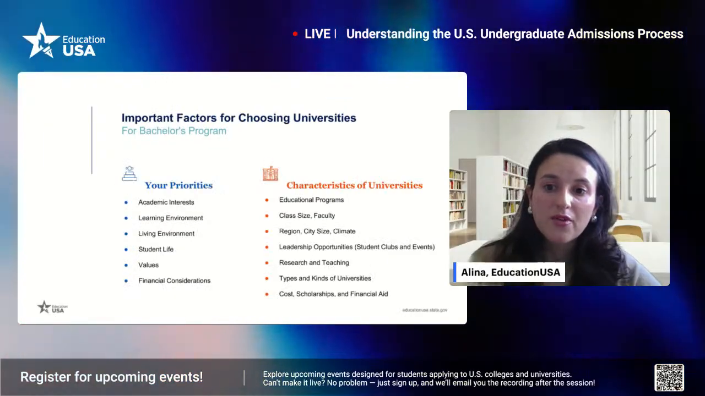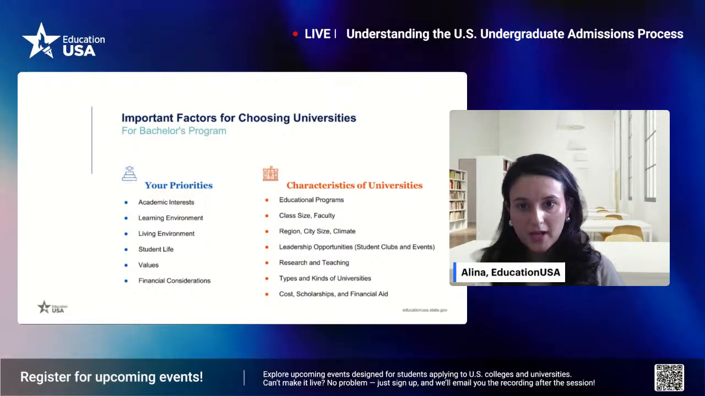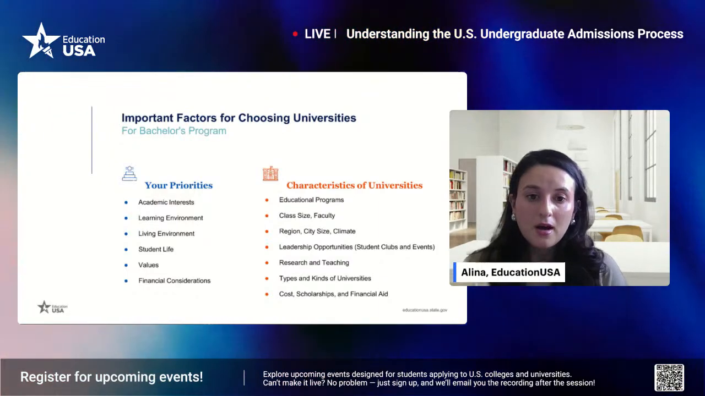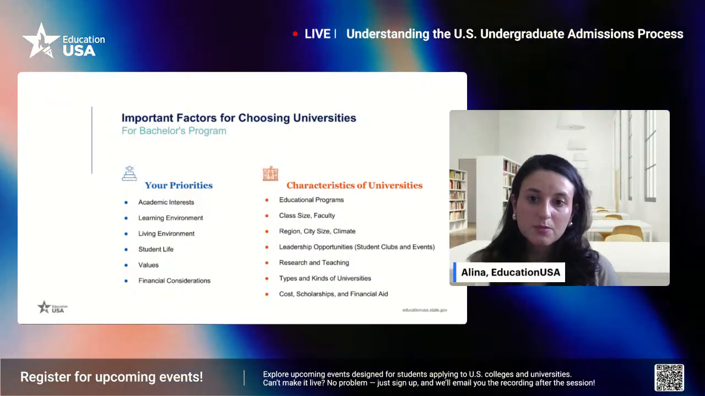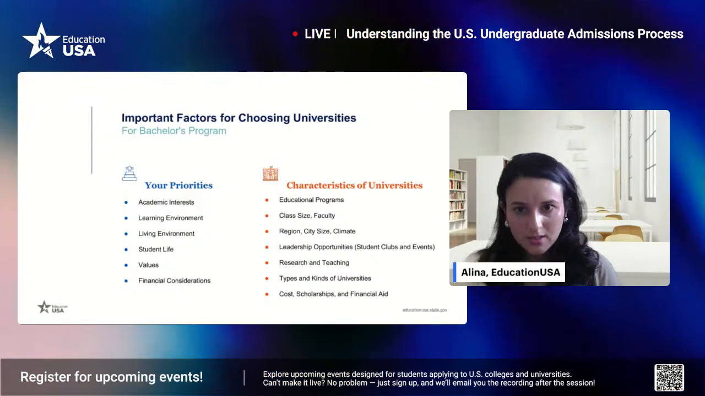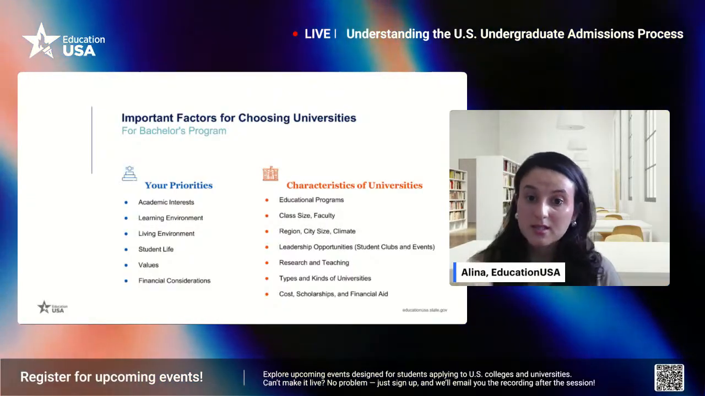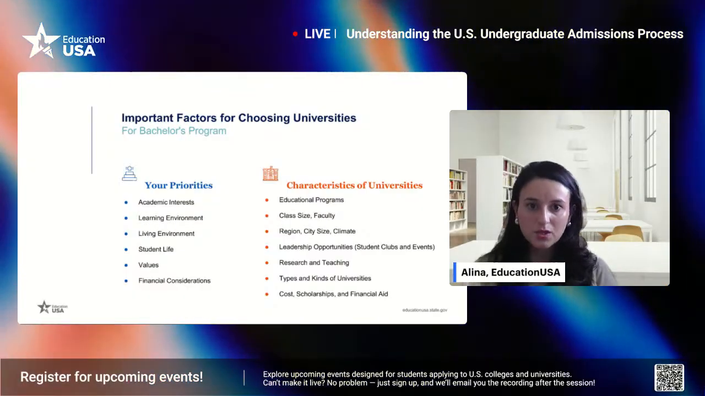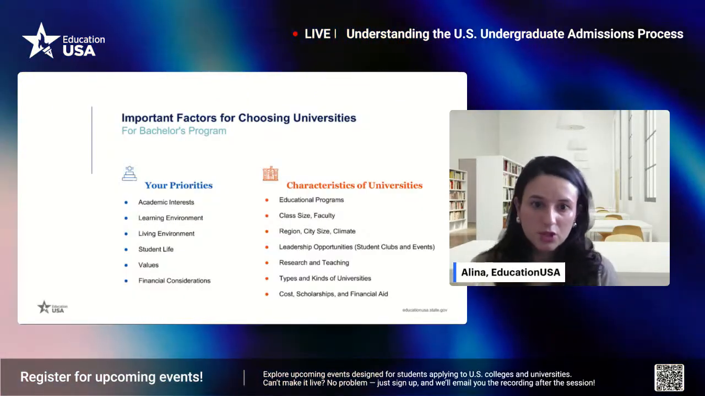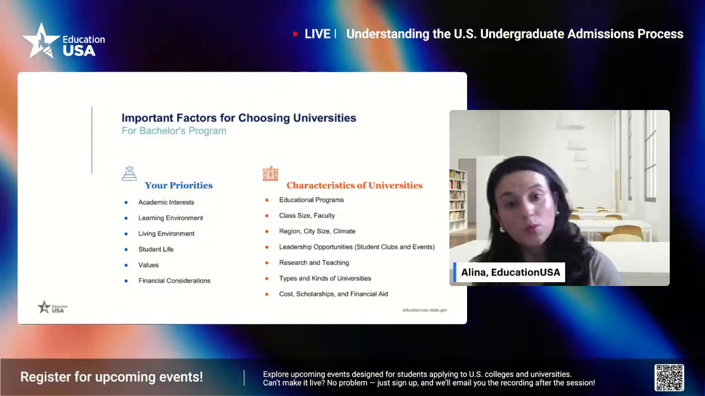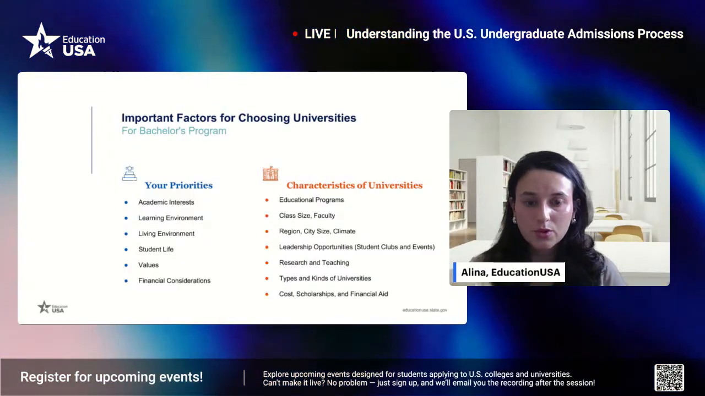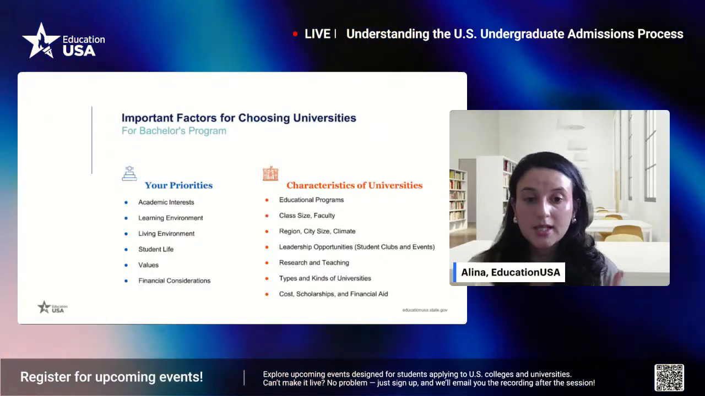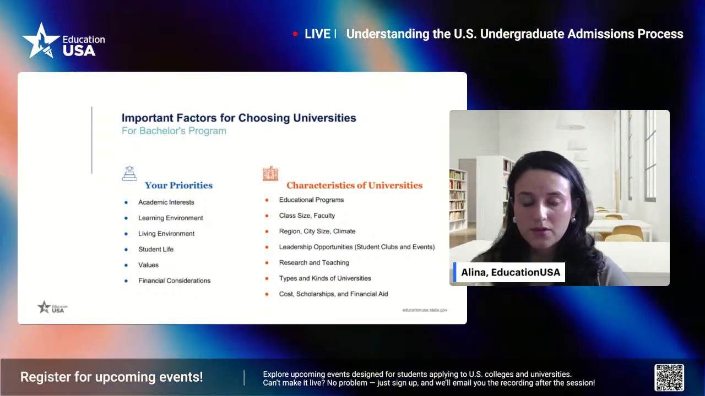So going over the important factors that you need to consider when choosing the university for your bachelor program, I would advise you to split them into big sections: considering your priorities and considering the characteristics of the university. So basically, when you make up the list of the universities or the regions where you want to do your studies, you would have to set your priorities, and you would have to consider the characteristics of the universities.